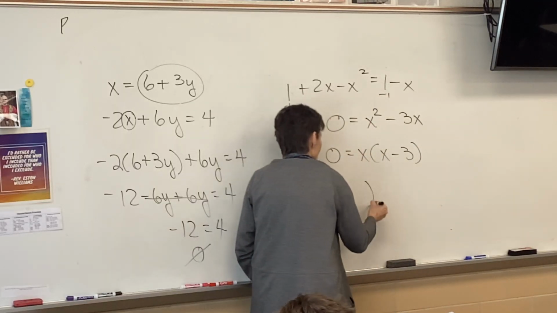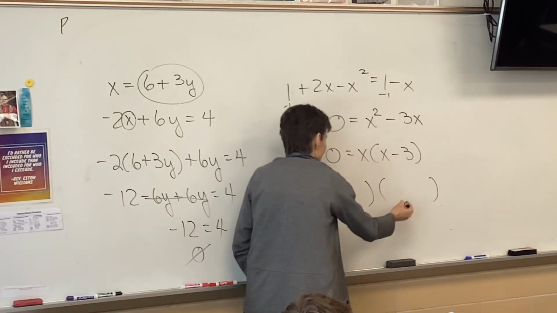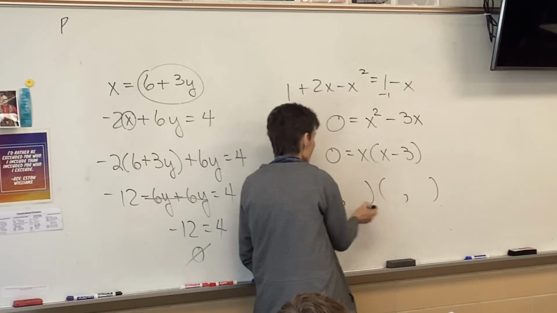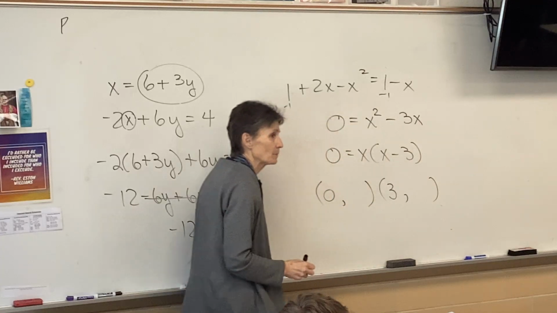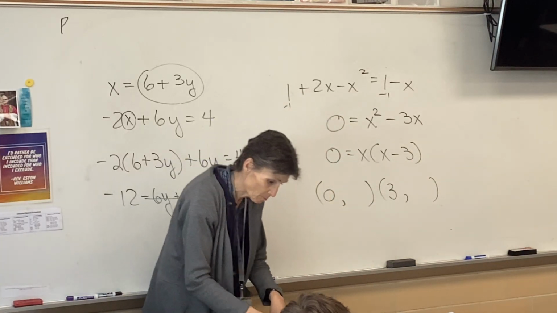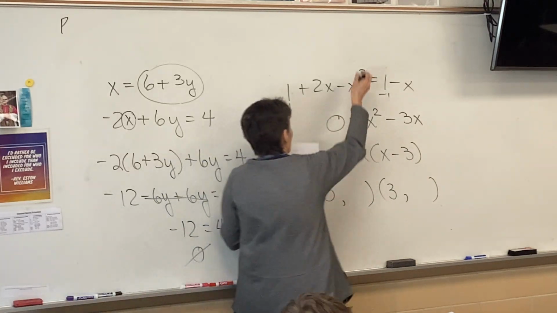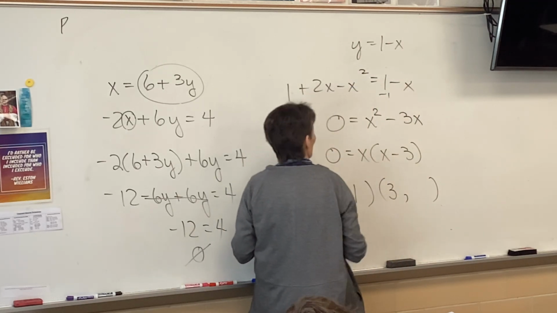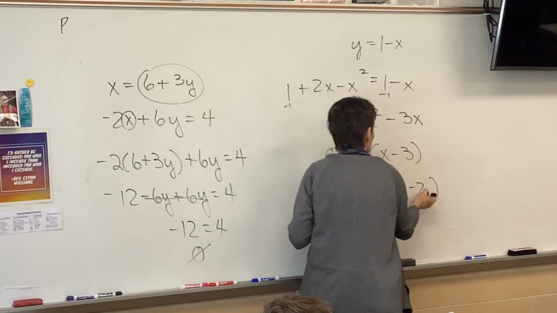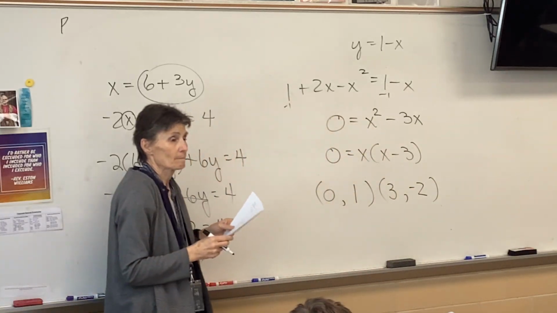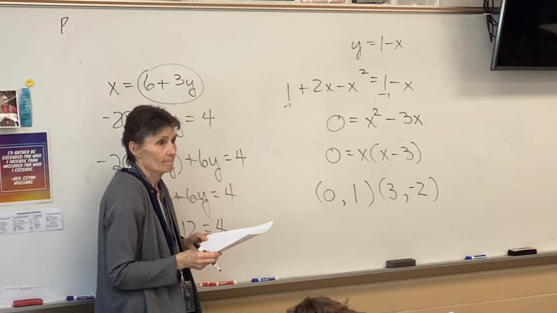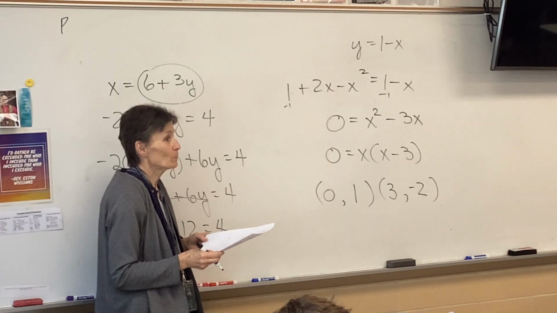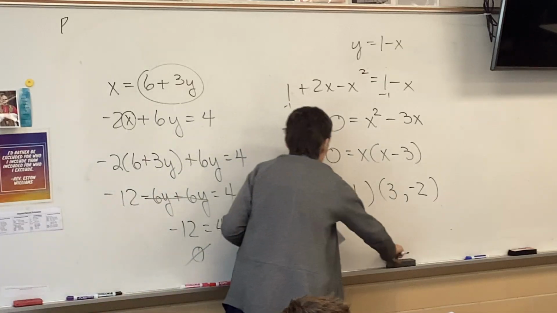So once again, I'm getting two answers. What are my two answers? X is either 0 or x is 3. So then I'll go back to my original problem. I had an equation that said this. So if x is 0, y is 1. If x is 3, y is -2. Two problems. We do have two problems. All right.